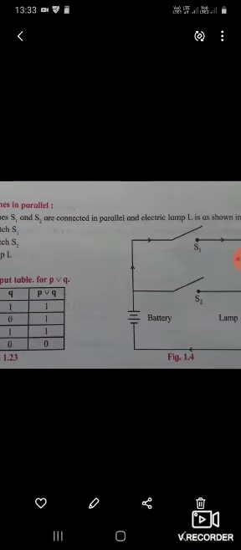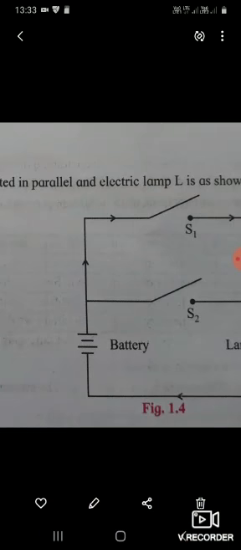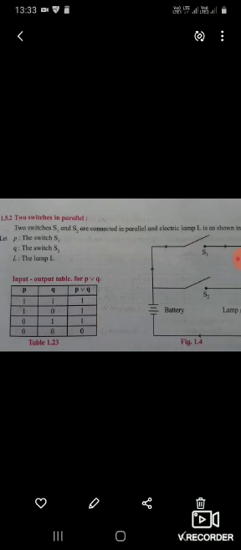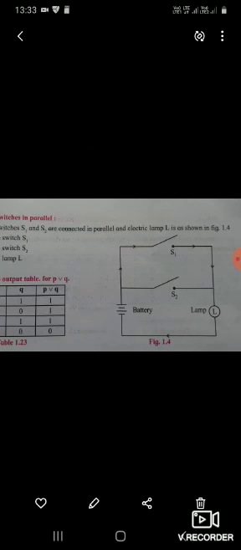See in the next slide. Now listen, it is a parallel connection, S1 and S2. Here P we have defined, Q also defined, L is a lamp. So for the input output table, P or Q is the symbolic form. The current can pass through the first switch, otherwise the second. In both cases it will be successful.